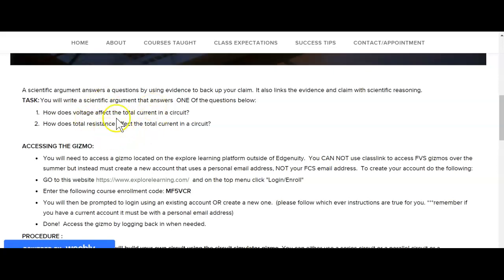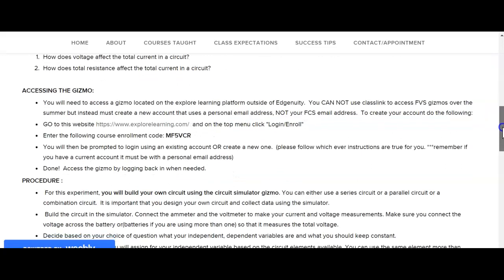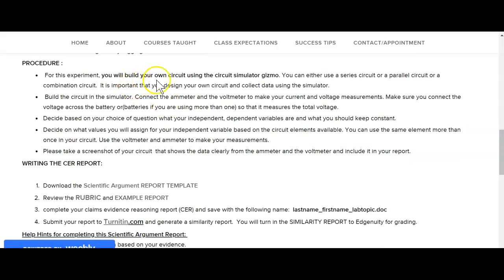And then how are we going to answer this question? We are going to access a Gizmo, like an online simulator. And the process of going to the Gizmo is explained here. So you will need to go to explorelearning.com, log in with this code, and then follow instructions, and once you get there you'll be able to see this Gizmo that is called Advanced Circuits.